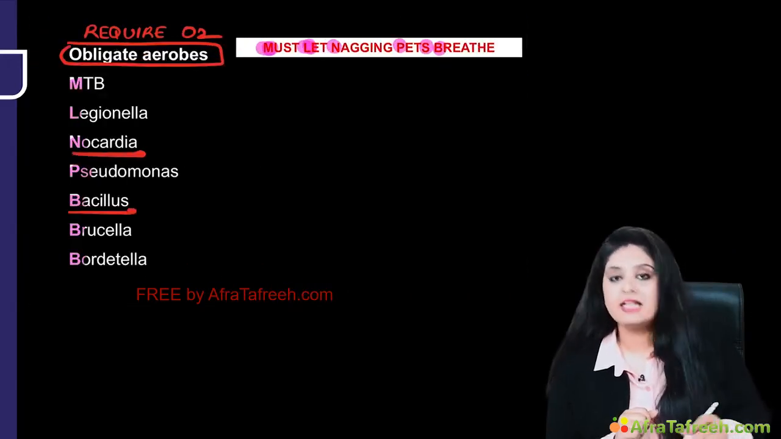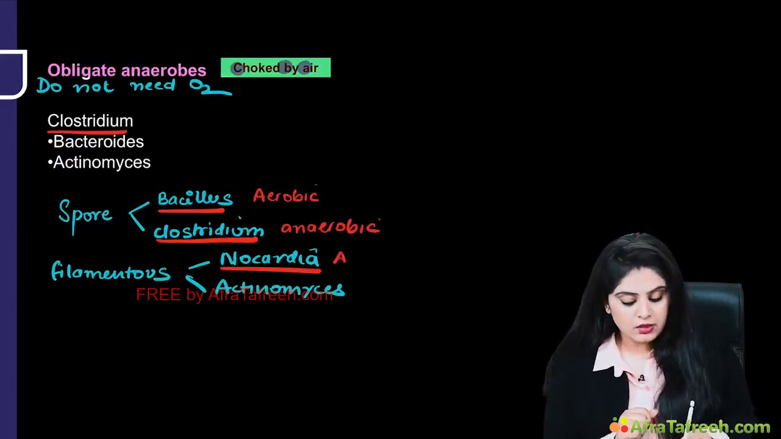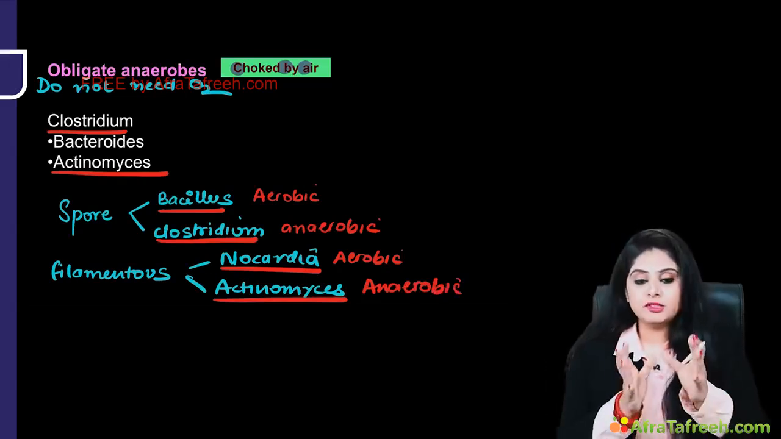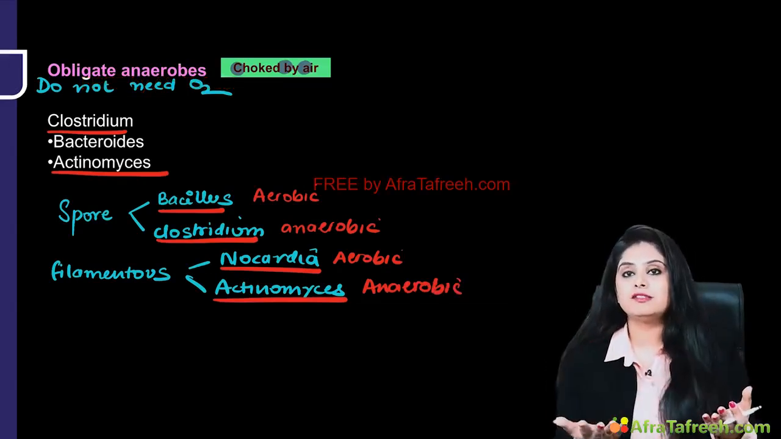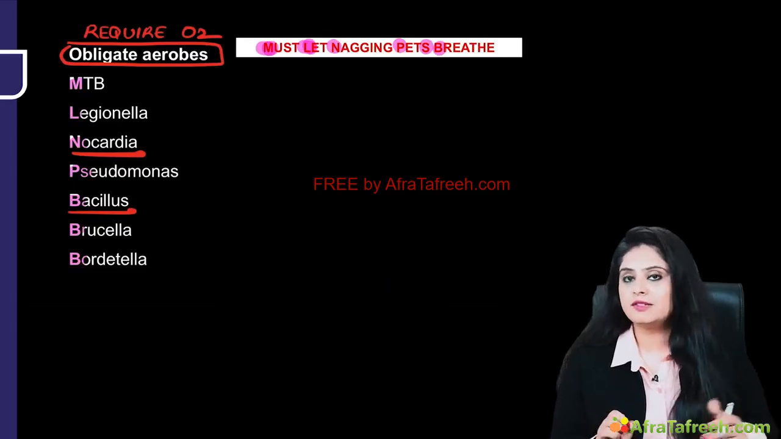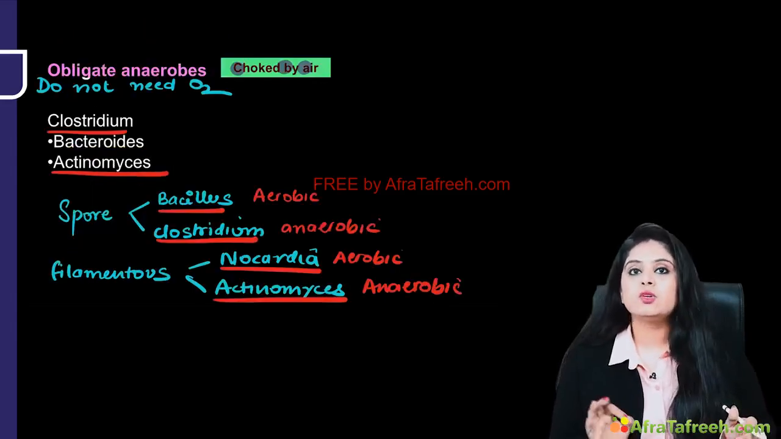Must let nagging pets breathe. So Nocardia was aerobic, and where are you studying Actinomyces? Actinomyces becomes anaerobic. So in many places in bacteriology, I will say, okay, this is a family, one needs oxygen, one doesn't need oxygen. That is the story that will go on. So for oxygen, must let nagging pets breathe, and for anaerobic, choked by air.